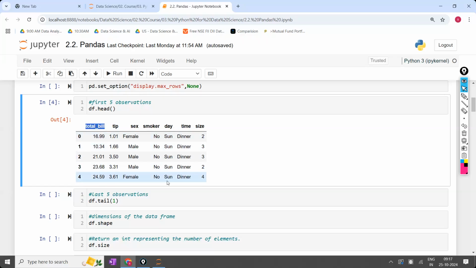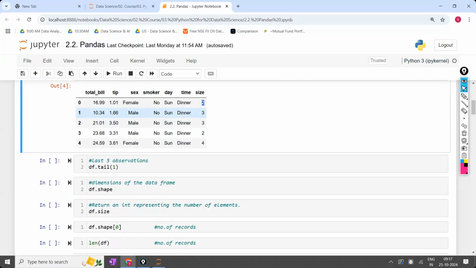And day, on what day they visited the restaurant, and time. And size means the number of members. Here the size is two members. Two members might be male and female, or two males, or two females, anything. Only who has paid the bill is recorded. The total number of members who came and the gender of each member, those details are not here. So whatever data was provided to us, we will analyze within that data.